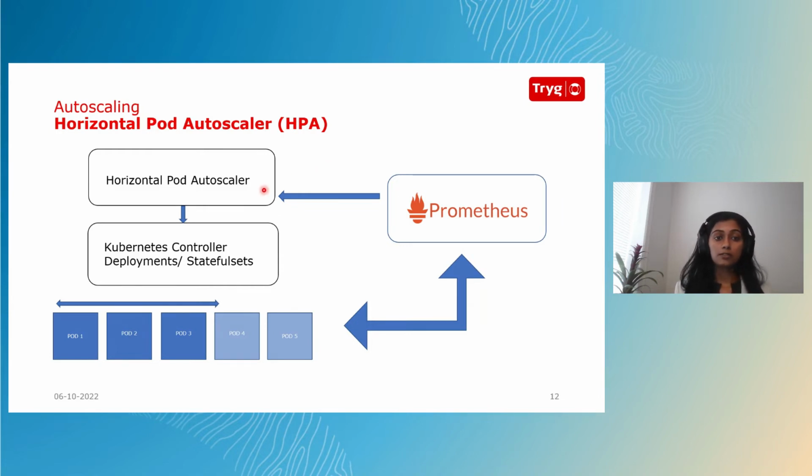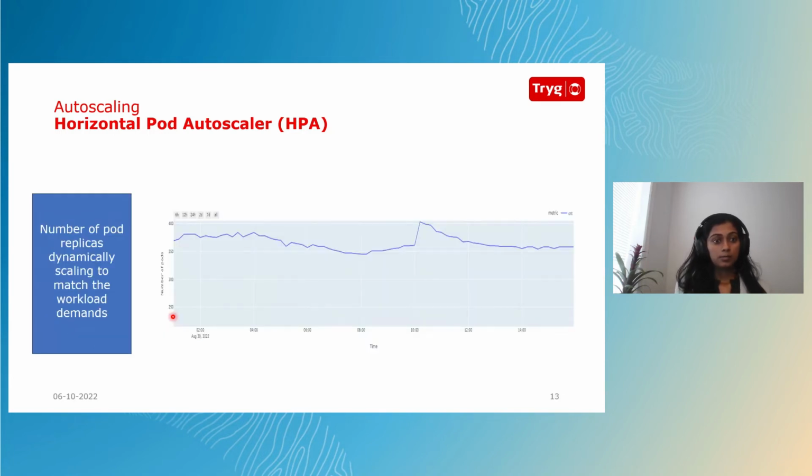Here again, we can set a threshold based on the custom metrics, and then you can scale up and scale down based on that particular metric. So with this in place, we get to this graph. I'll tell a little bit about this graph.